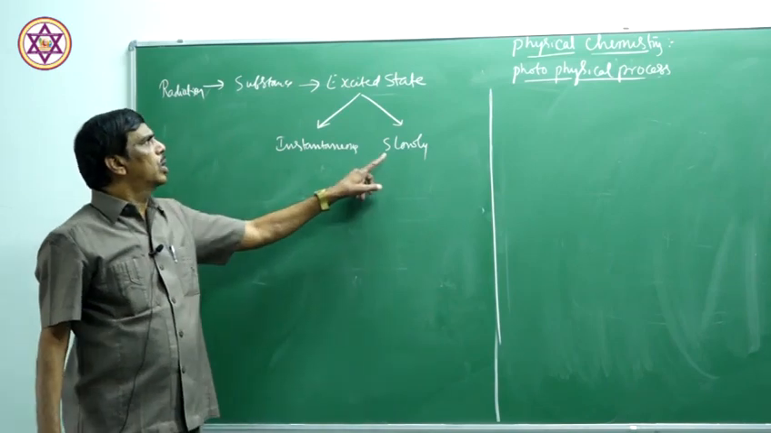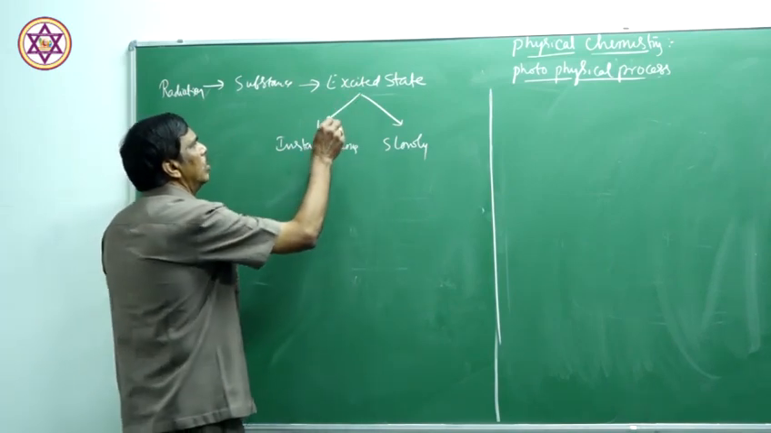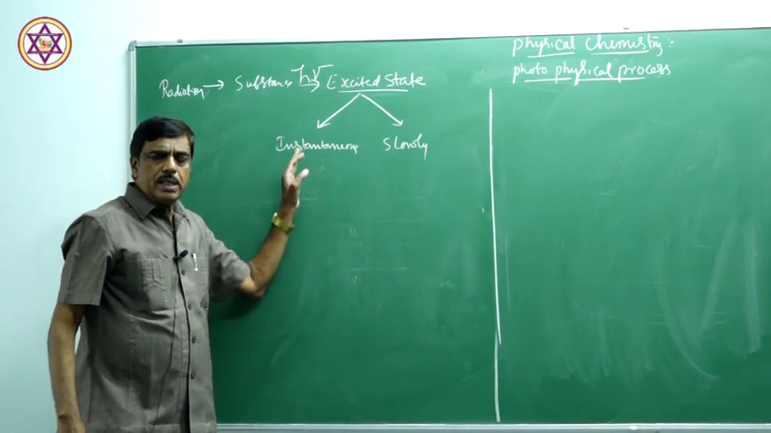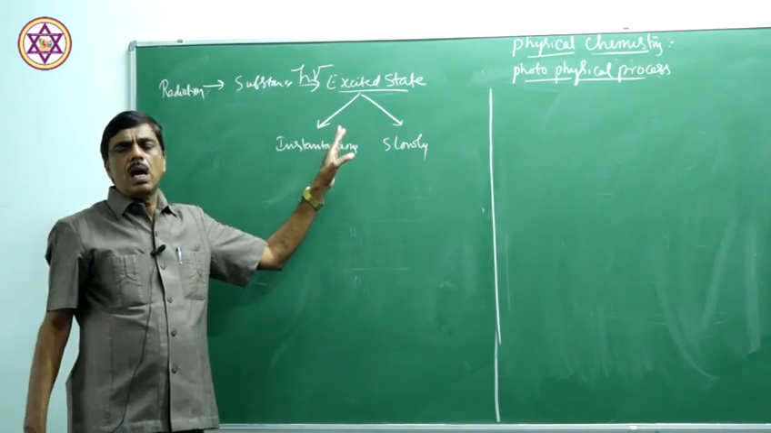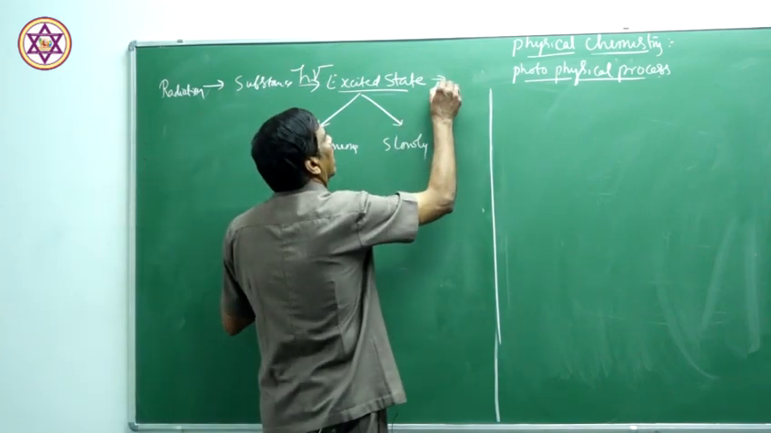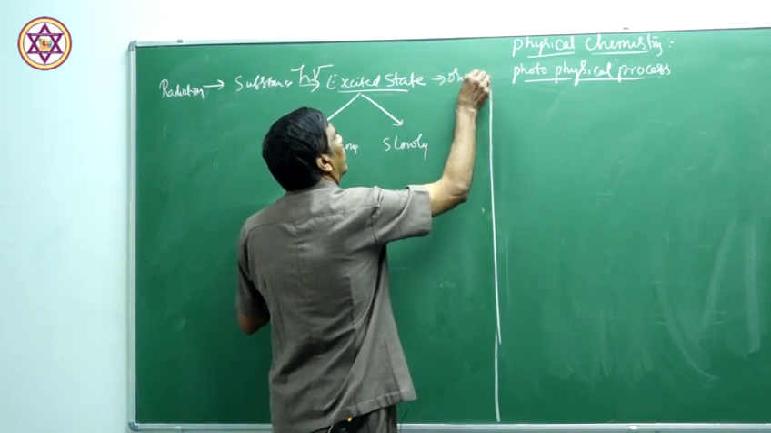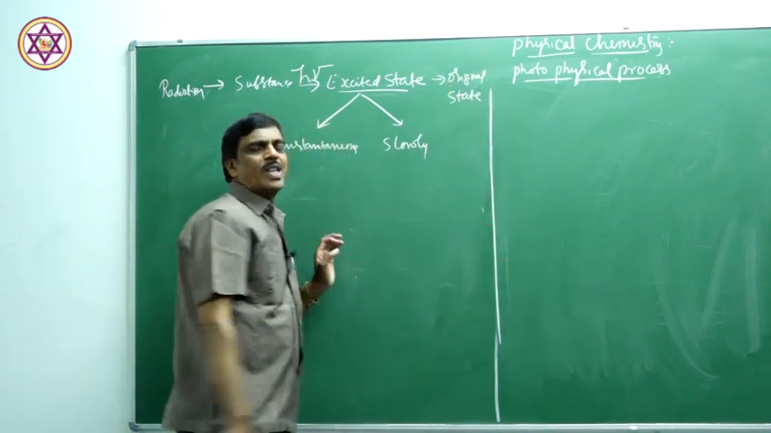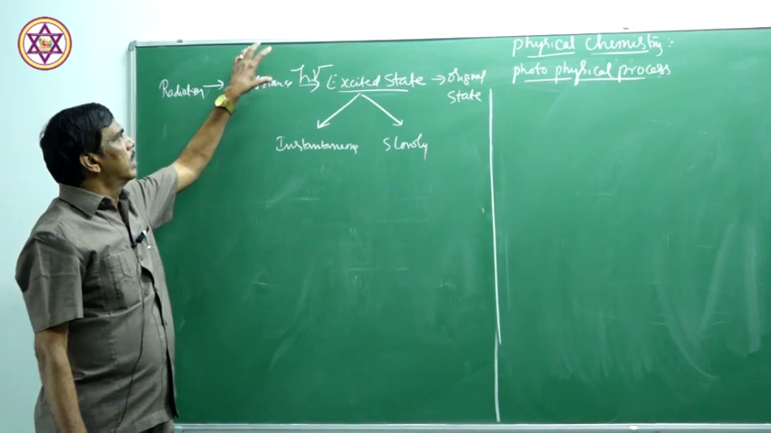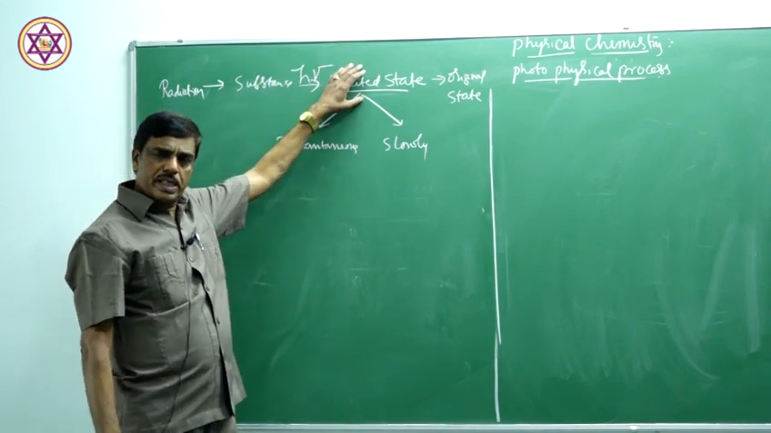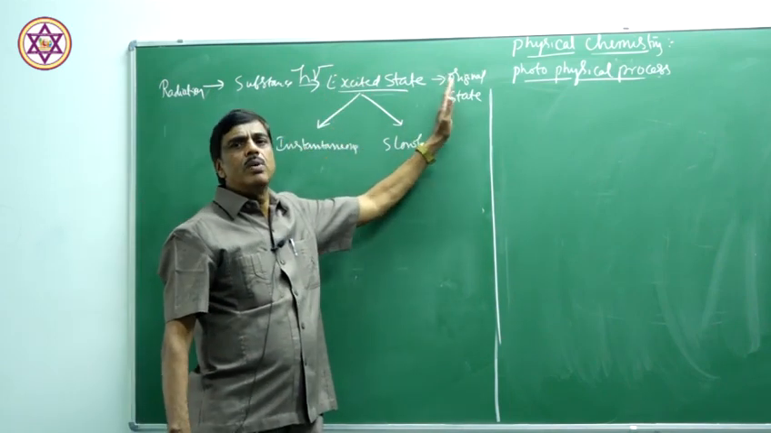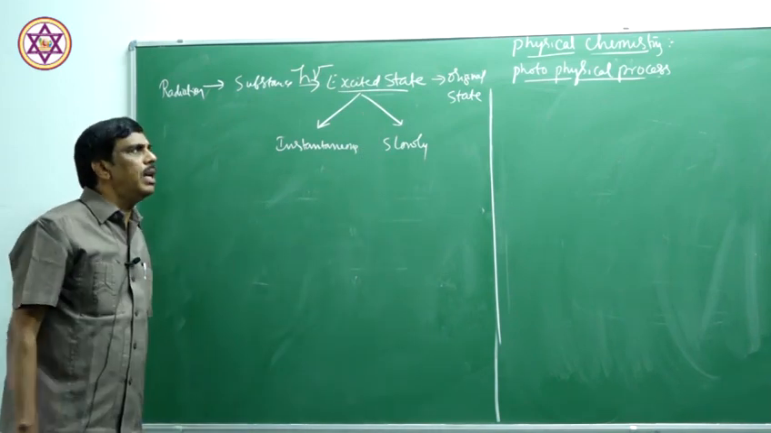Instantaneous emission and slow emission of the absorbed radiation. If the excited state which absorbs the radiation emits the light slowly or instantaneously, it comes back to the ground state, the original state. This is a photophysical process. The radiation irradiated on the substance is absorbed and the substance undergoes excitation. This excited state emits the absorbed light and comes back to the original position. This is the photophysical process.